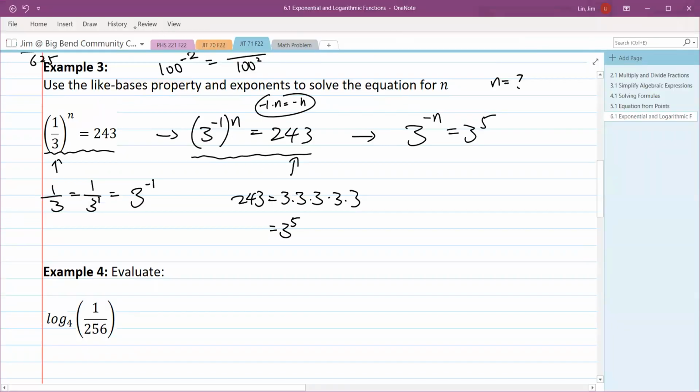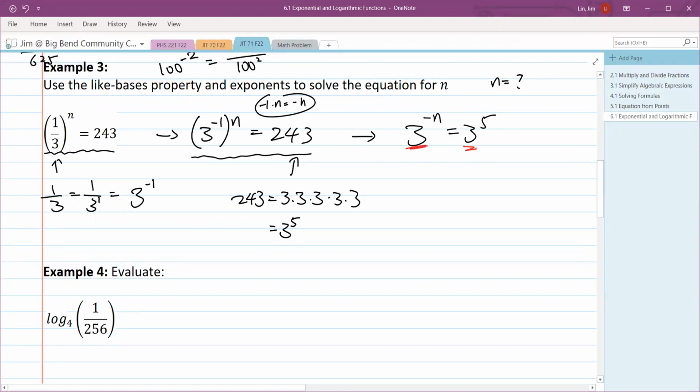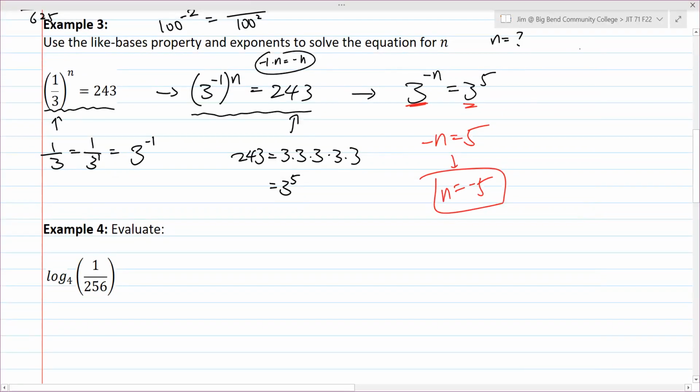All right. That's how I figure out the same base. So that -n equals 5. You flip the sign, then problem solved. n equals -5. That is the answer. All right, so we have practiced enough on the like-base property.